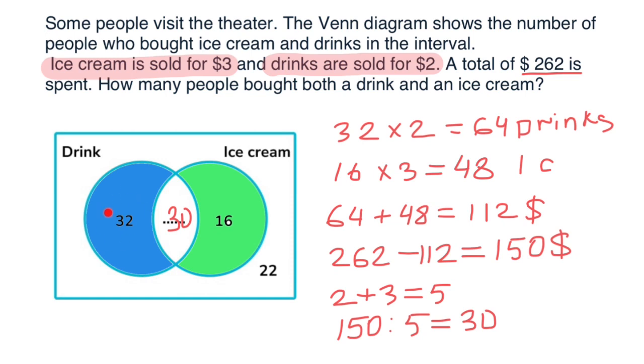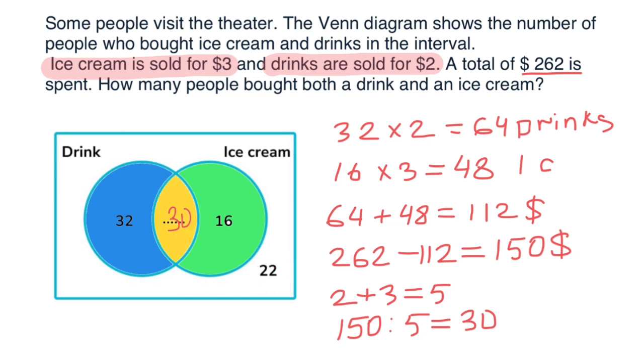So 32 people bought only drink, 16 people bought only ice cream, 30 people bought both drink and ice cream, and 22 people didn't buy anything, so we do not include them in our calculations.